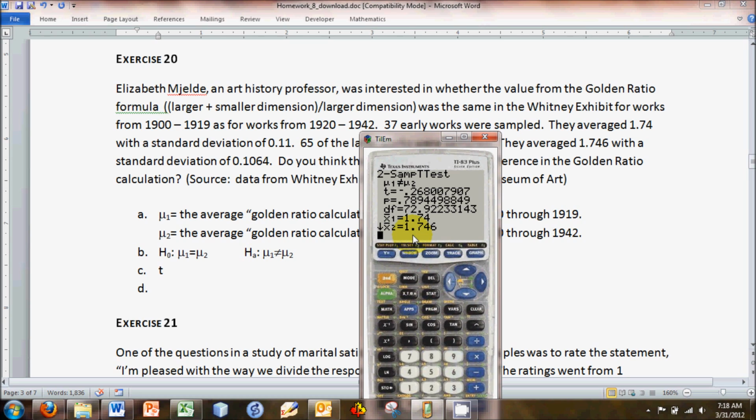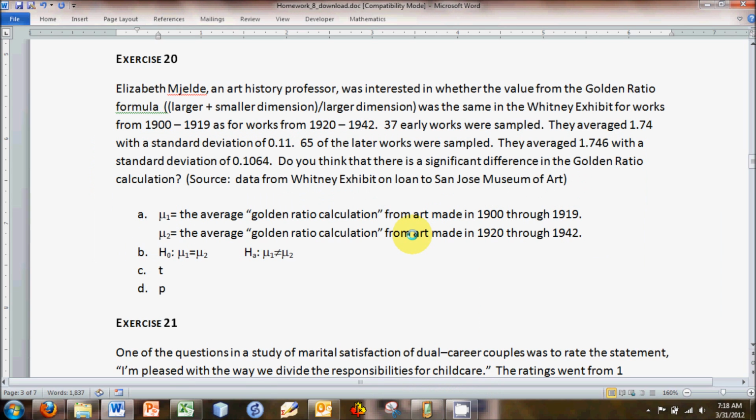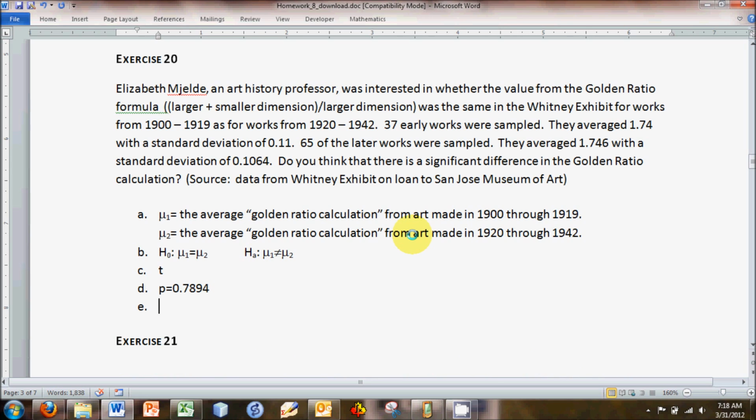And you can see the p-value is quite large, 0.7894. This is an unusually large p-value, but it's not incorrect. The reason it's so large is that you'll notice that these original averages, the data, is very close to one another. And when the averages are so close, the p-value is going to be very large.